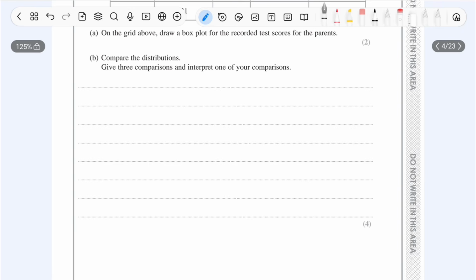Part B tells us to compare the distributions. We need to give 3 comparisons and interpret one of them, and that's probably going to be context. So let's label the key thing. We're going to compare their distributions. Now that should instantly throw loads of words at you, and we'll go through those in a minute. And we have 3 comparisons, and of those we need to interpret one of those comparisons. Now, interpreting, instantly you think context.